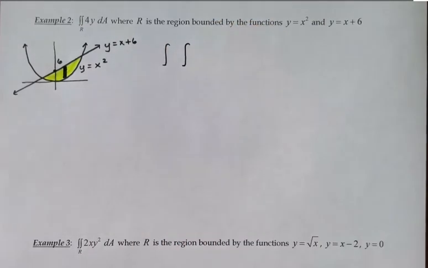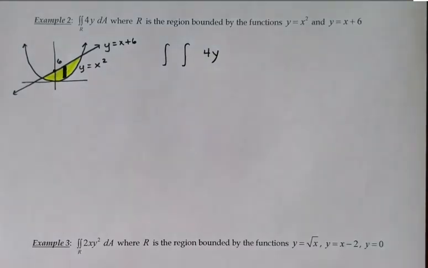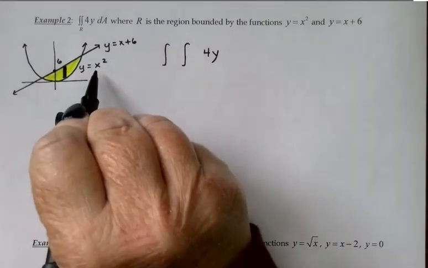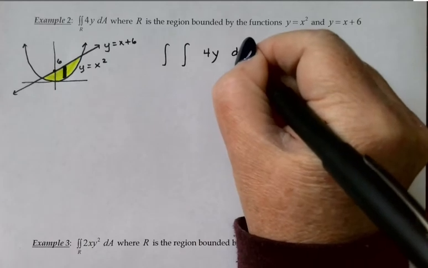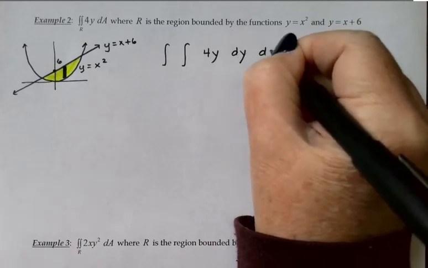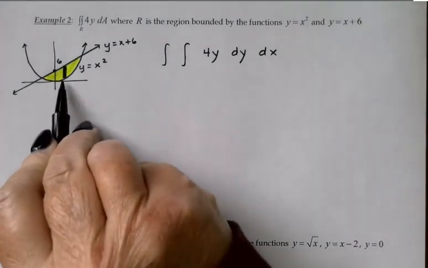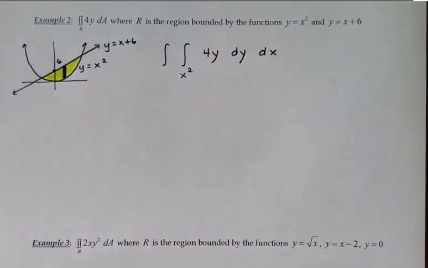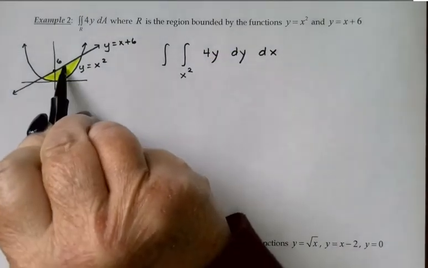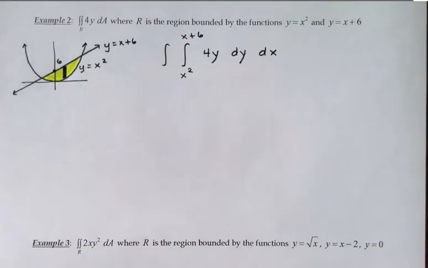Setting up my double integral, again, my integrand is 4y. And then I'm going to be doing dy first, since I'm integrating my rectangle between two y equals values. And that leaves dx for second. I always go bottom to top. The bottom of my rectangle is on the y equals x squared curve. The top of my rectangle is on the line, where y is equal to x plus 6.